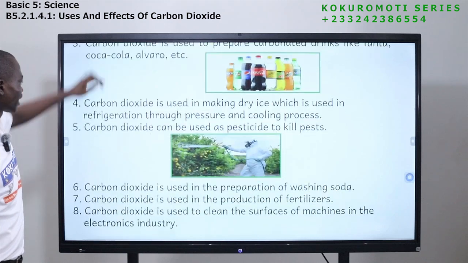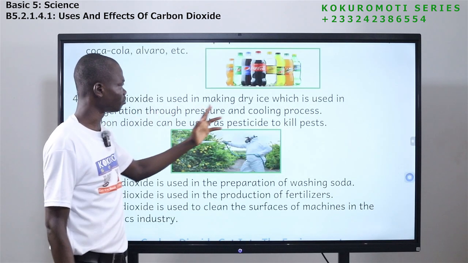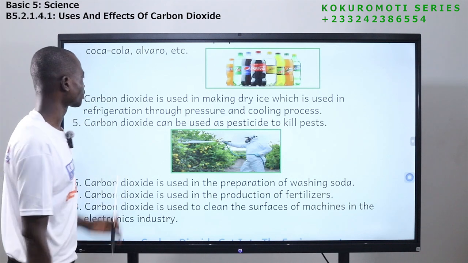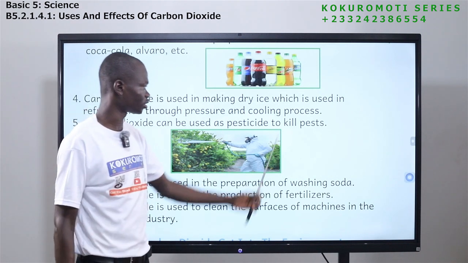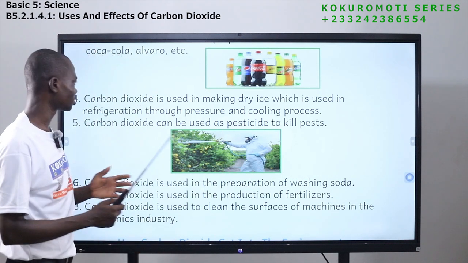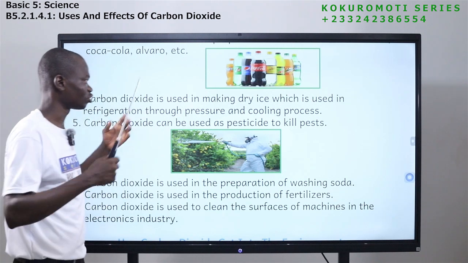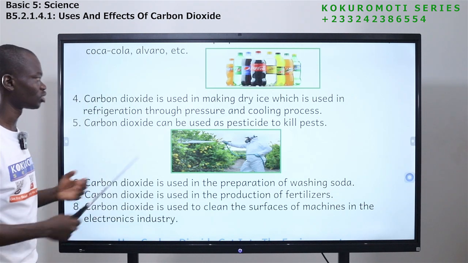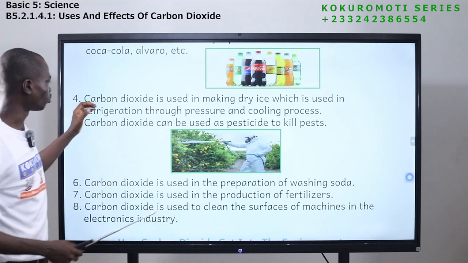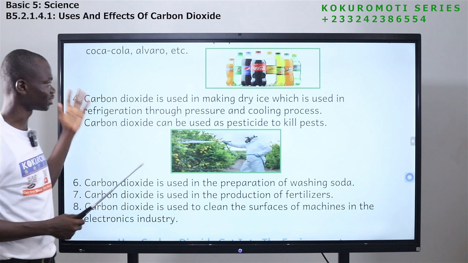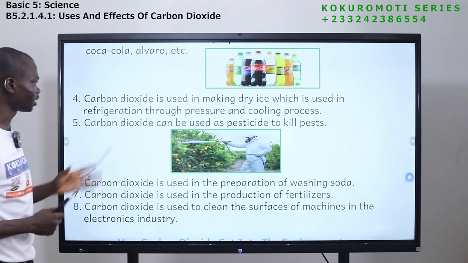Now let's come to this side. Carbon dioxide is used in making dry ice, which is used in refrigeration through pressure and cooling process. So it is also used in refrigeration. You know, fridges and other things, they need to be cooled so that they can work well. Without carbon dioxide, that process cannot happen. So it is really needed.